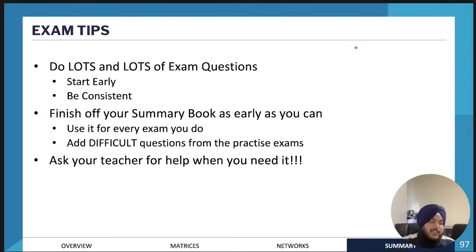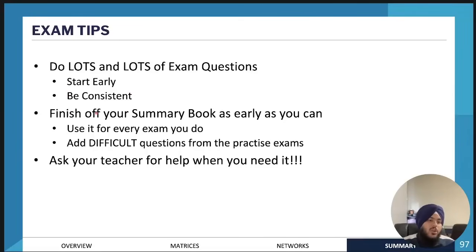My main exam tips for general maths is doing lots and lots of practice exam questions, starting really early. Starting now would be really, really beneficial. So even if you're not doing the entire exam, maybe just doing the data and the financial section, if you've completed those, that would be really beneficial. So you don't have to cram at the end of the year.